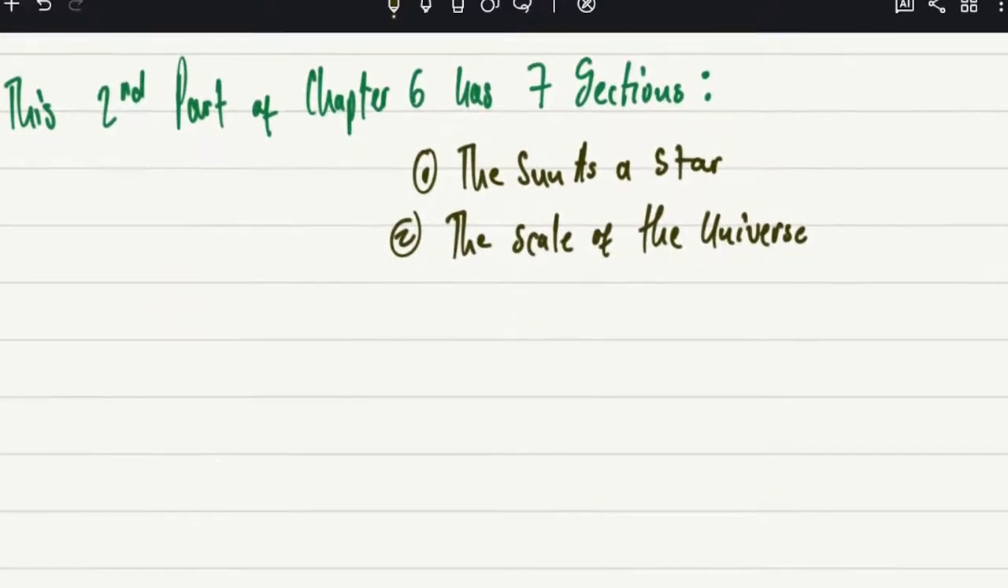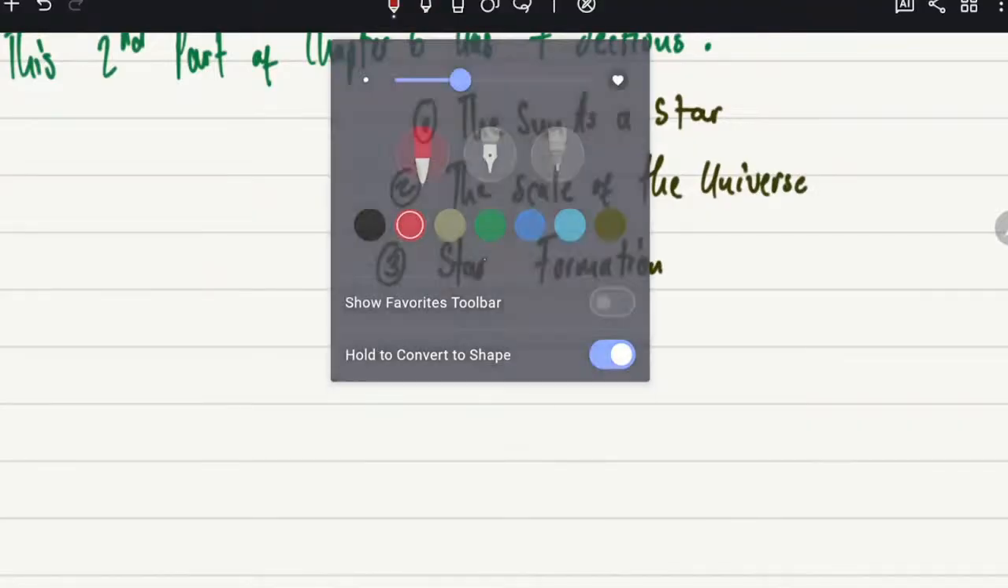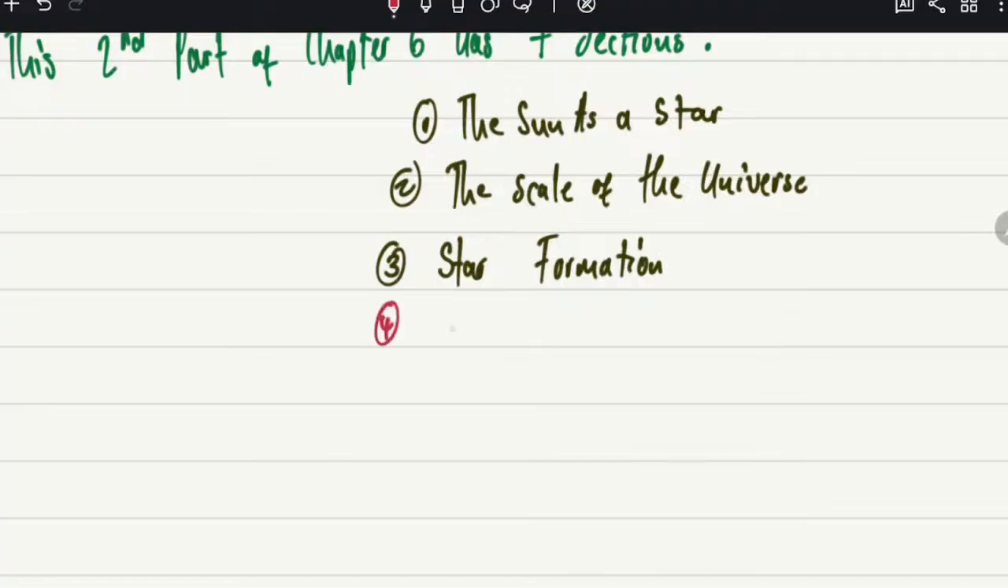Then we'll talk about the third thing, star formation. There are main things that you must know from each section, and that is why I'll need to make sure you know them. I'll print them out for you. Number 4, star formation. Then its life cycle, the life cycle of a star. Then number 5, how the stars are formed and their life cycle.